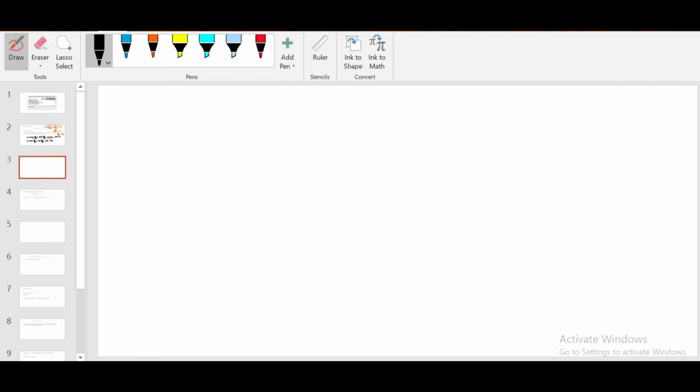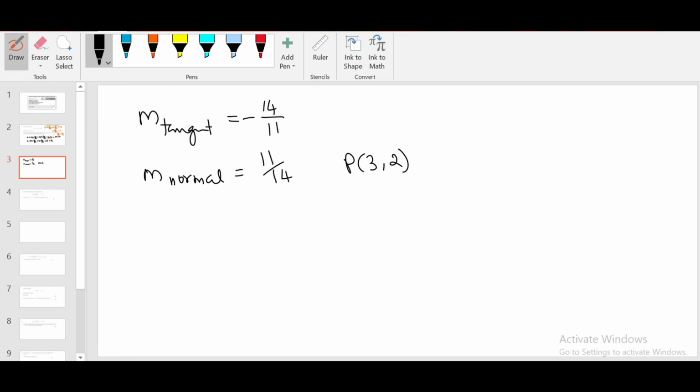So the slope of the tangent is minus 14 over 11. So the slope of the normal would be the negative reciprocal of this, so it's going to be positive 11 over 14. And you have a point P of 3, 2. You can straight away write the equation of the normal. Y minus y1 is equal to slope times x minus x1, where this is x1, y1.